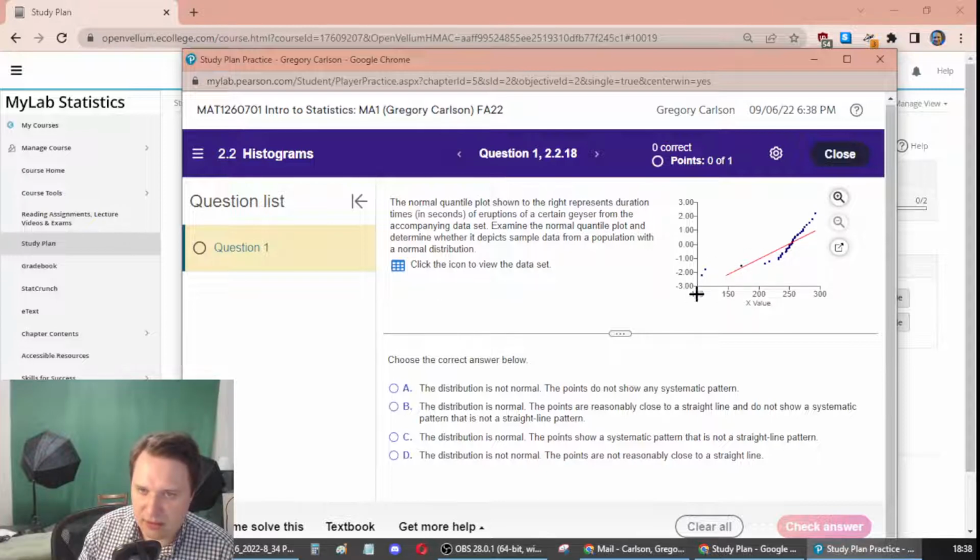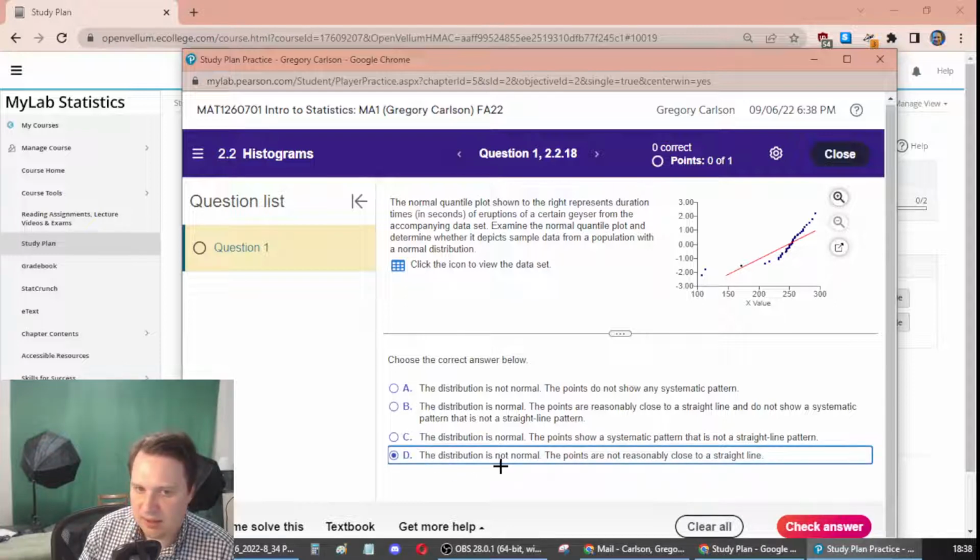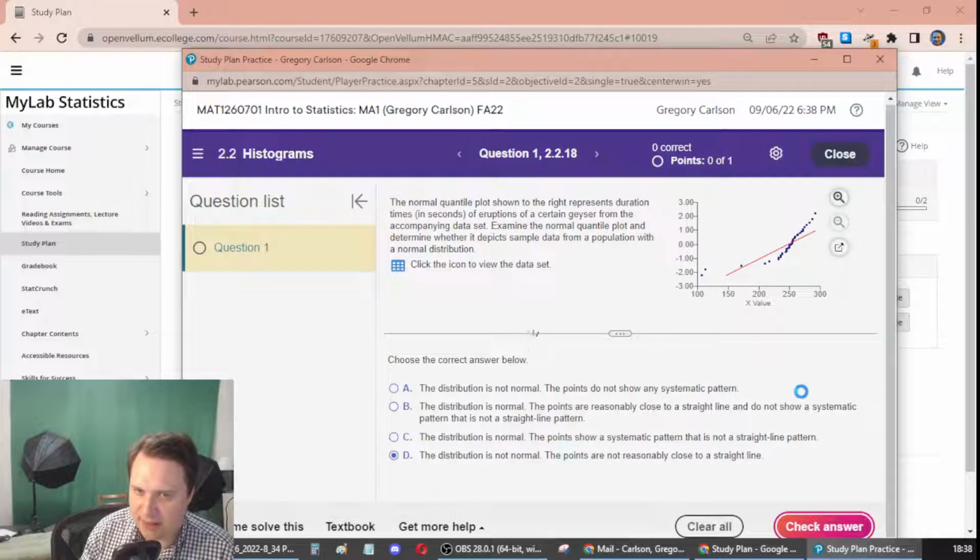Or they should be pretty close to following the red line, and there should not be any other patterns. So here you can see that they're kind of in a line, but that line doesn't match the red line. So this is not normal data. This data is not a bell curve. It's some other thing. Who knows what it is, but it's not a bell curve. So I guess the answer is D. The distribution is not normal. The points are not reasonably close to a straight line.